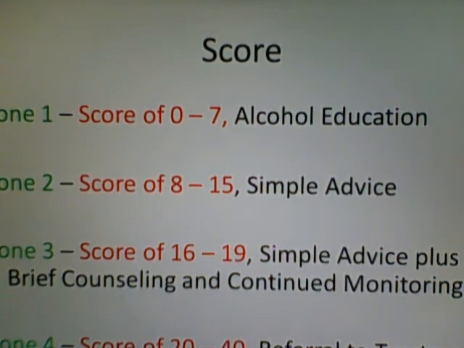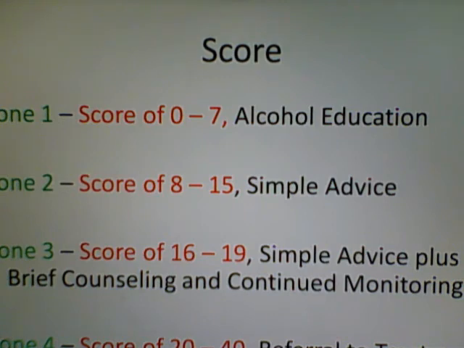If you scored 16 to 19, this is zone 3. This is when we get a little bit more concerned about drinking. We're going to give some simple advice, but also some brief counseling and continued monitoring to see how the drinking progresses or does not progress, and to see if you yourself or your client is able to cut down on the amount of drinking and control their drinking more. Zone 3 means that there's some problematic drinking going on.